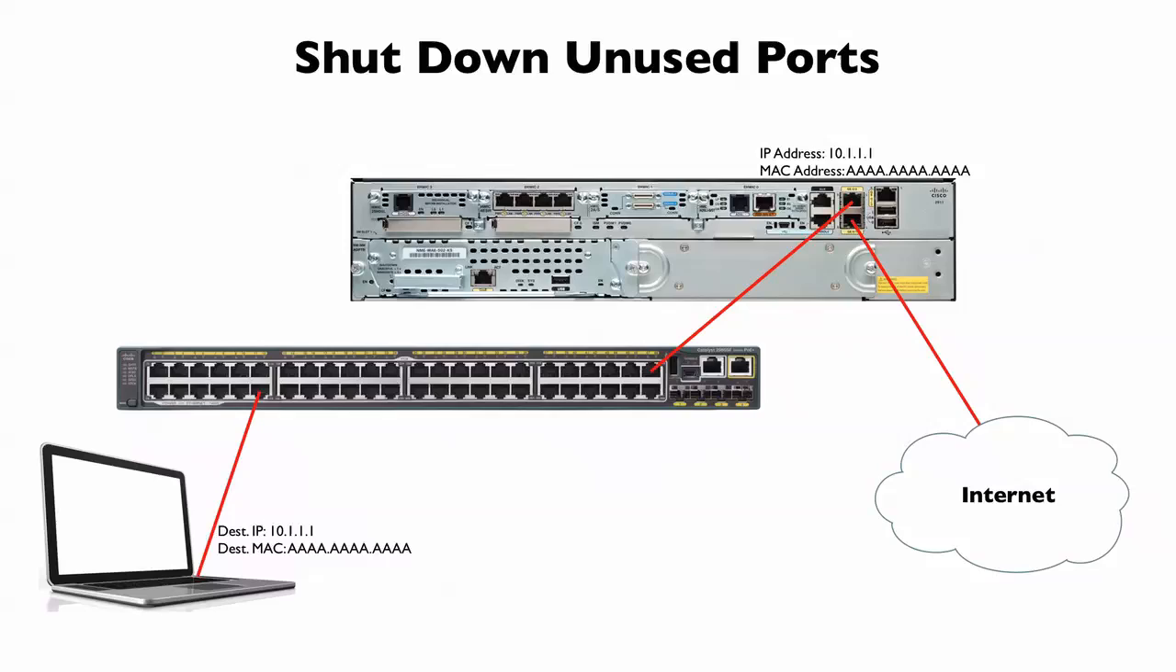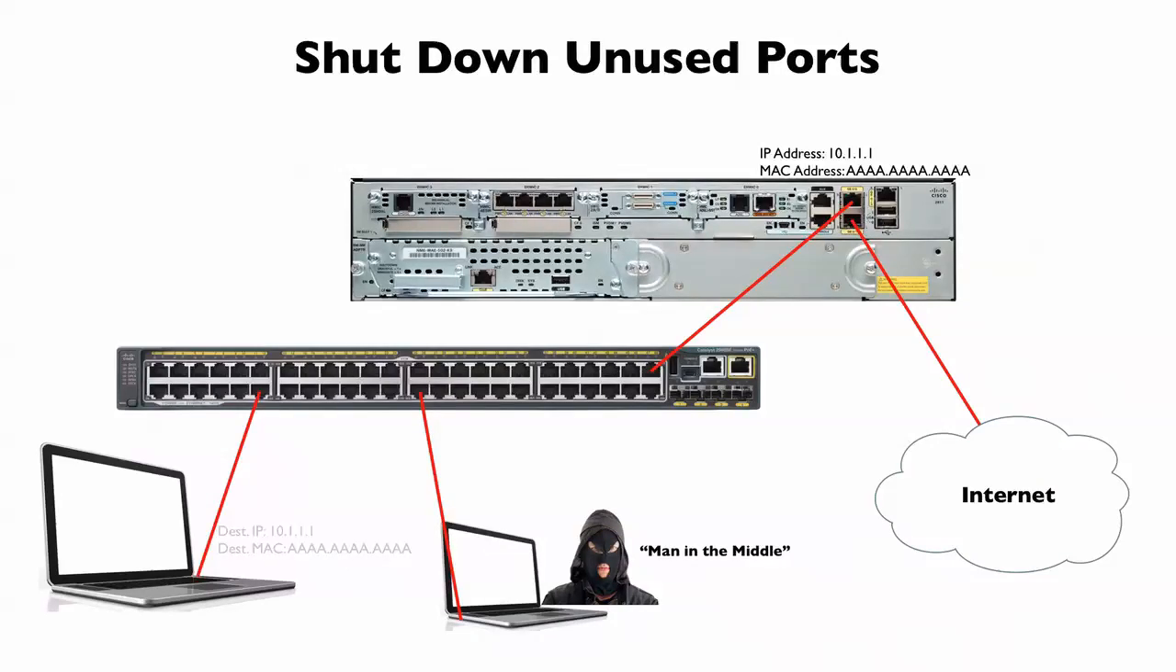However, what if we had a port that was not shut down and a malicious user got access to that port? They could launch what is referred to as a man-in-the-middle attack. They connect their device, and if they know the IP address of the victim, the laptop on the left-hand side of the screen in our example, they could send an ARP reply back to that computer saying, the MAC address corresponding to your default gateway's IP address is really me.